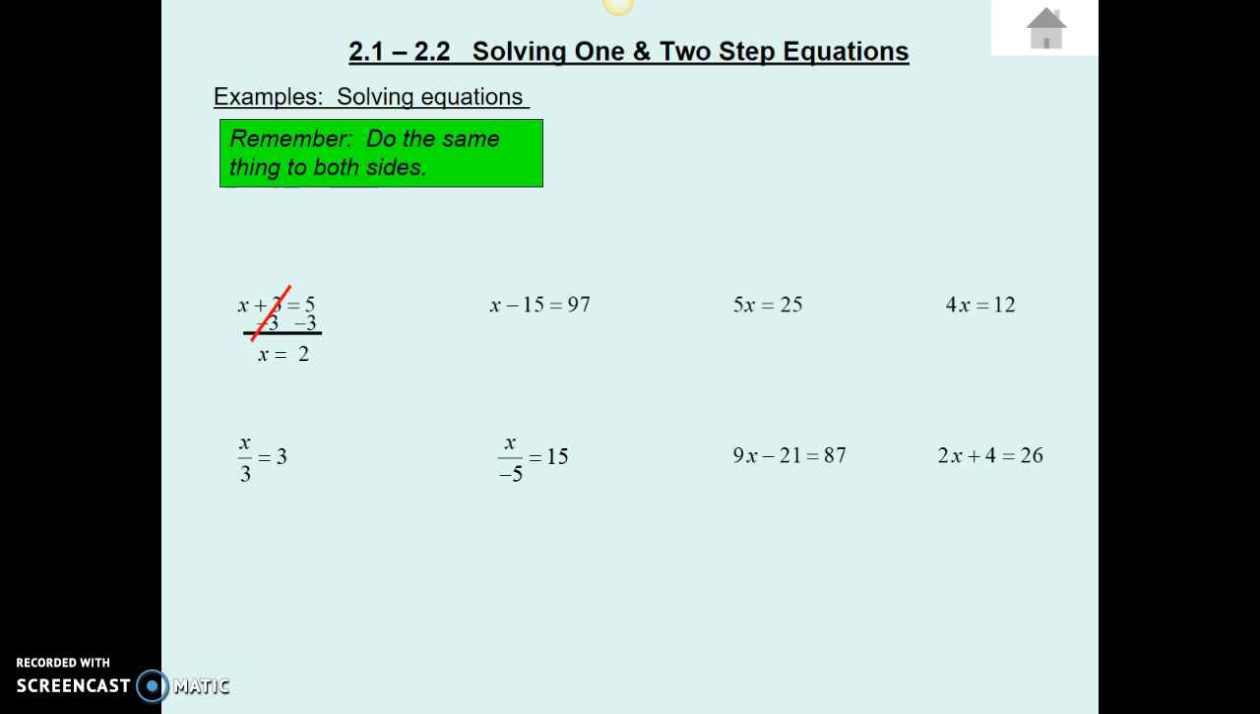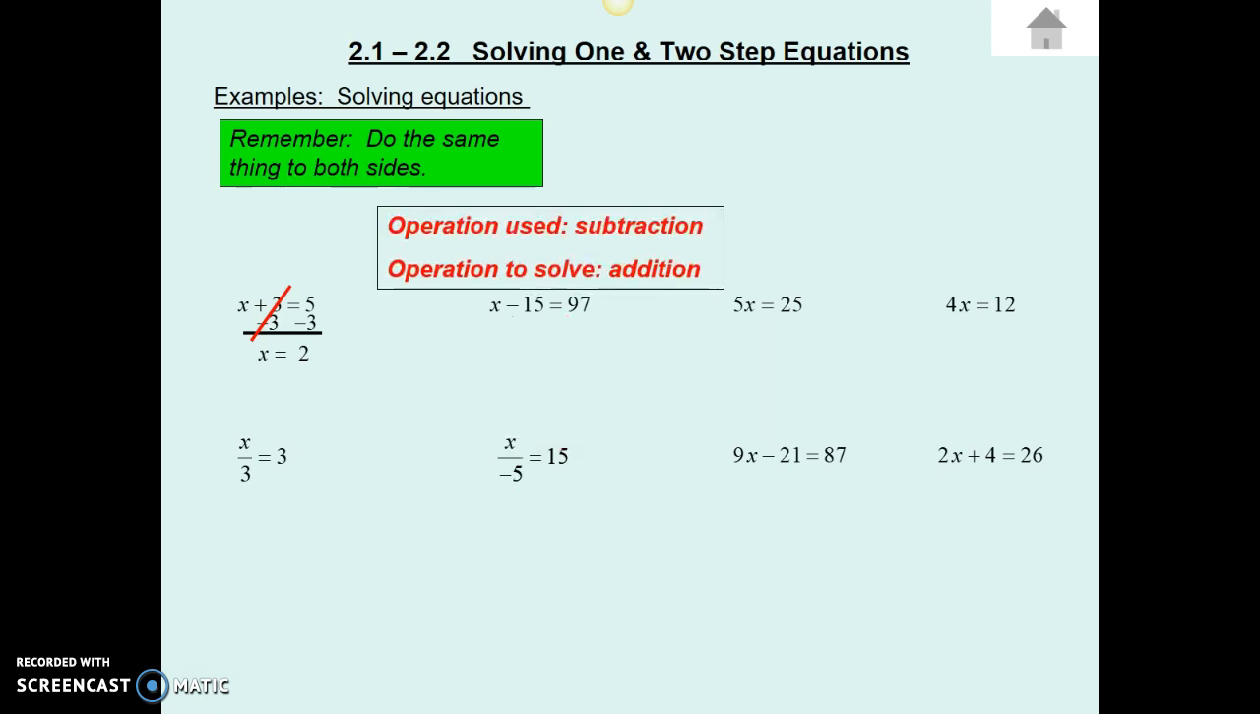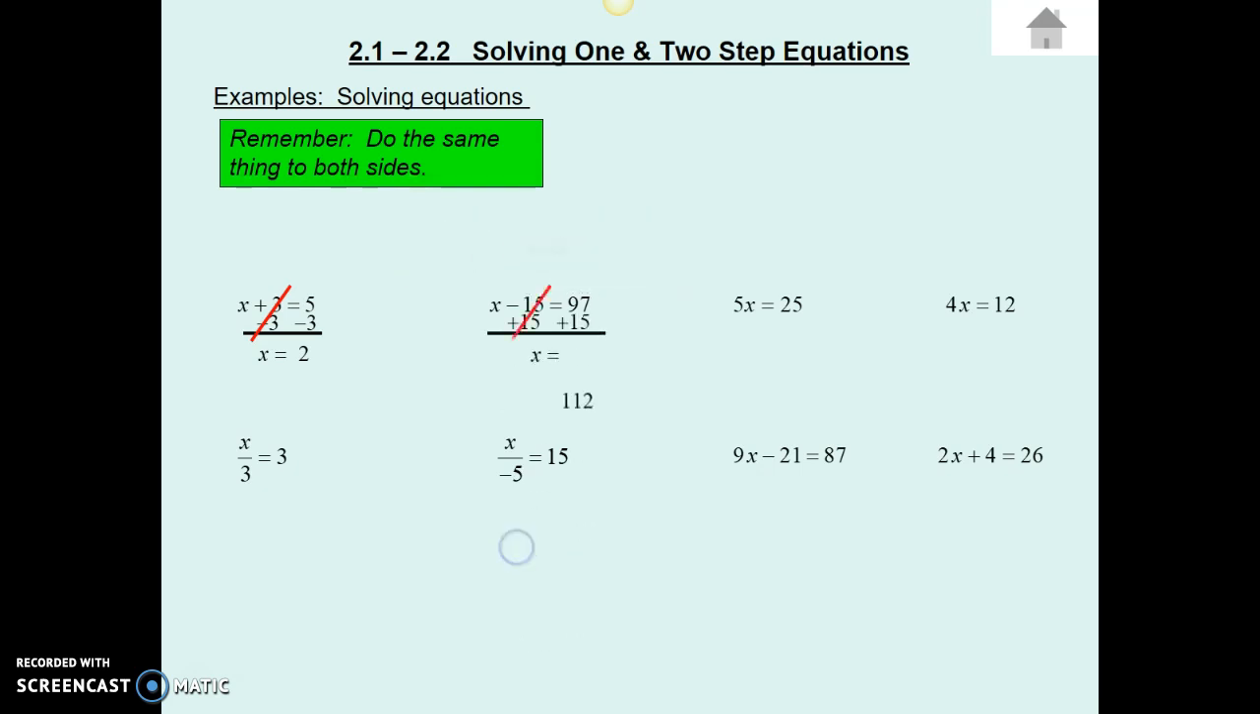Okay, in the next problem I can see that 15 is being subtracted from the x. So the inverse operation of subtraction is addition. So I'll add 15 to both sides and simplify that. That gives me a solution of 112. And if I plug that 112 in for the x, I see that 112 minus 15 is in fact 97.